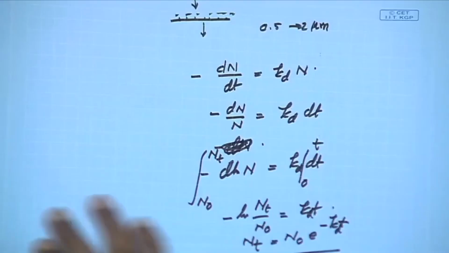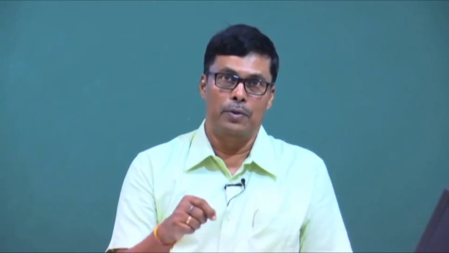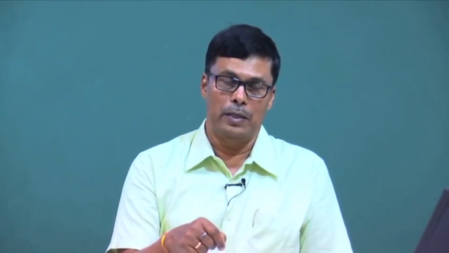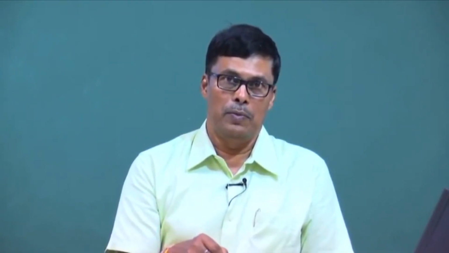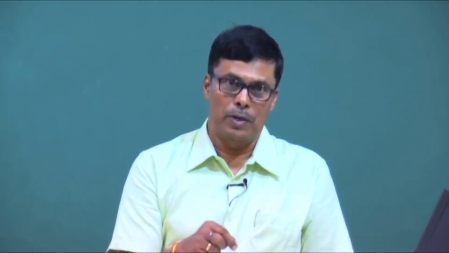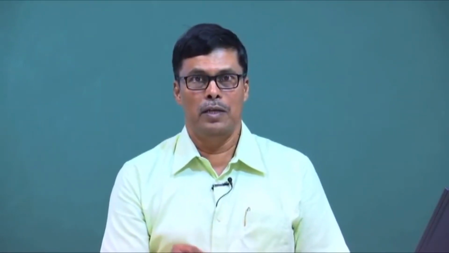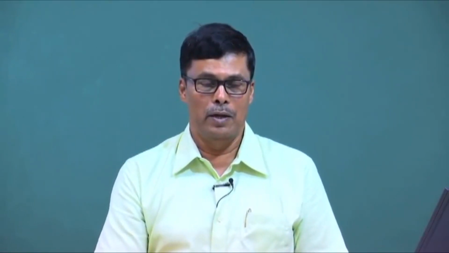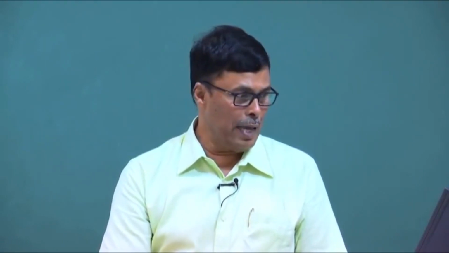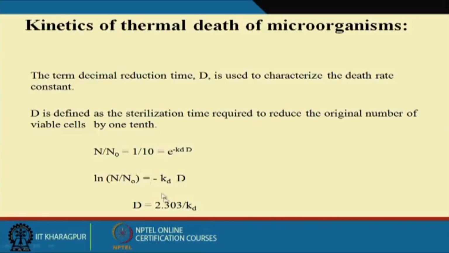If you have a hot and cold bath and you take the culture initially, and cool and heat this material instantaneously, then you can find out how many viable cells are present after exposing it to a particular temperature for a particular time. So you can easily calculate the kd value. Now, how to calculate the decimal reduction time?